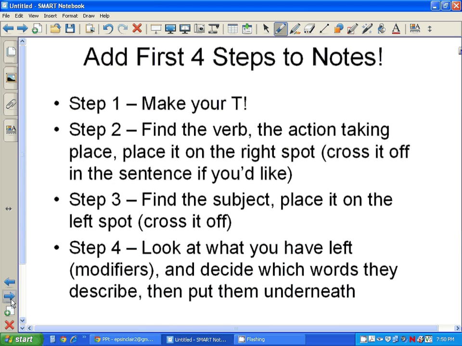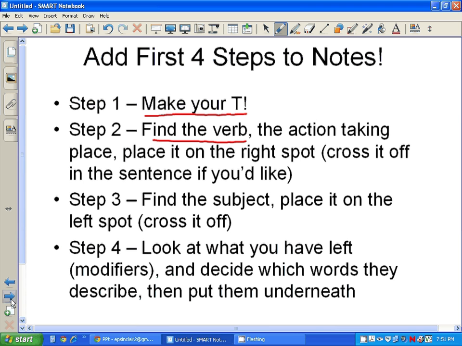So we have 4 steps now. Make sure you get these down. You can kind of shorten them if you want. I'll try to underline what you need to have for sure. Step 1, you have to make your T. It's always going to start off with some type of T, so get that to start. Step 2, you have to find the verb. And as always, the verb is the action taking place. It goes on the right spot. And I added a little detail there. Go ahead and cross it off in the sentence if you'd like. I think I mentioned before, once we get longer sentences with a lot of words, crossing it off is going to help you out.